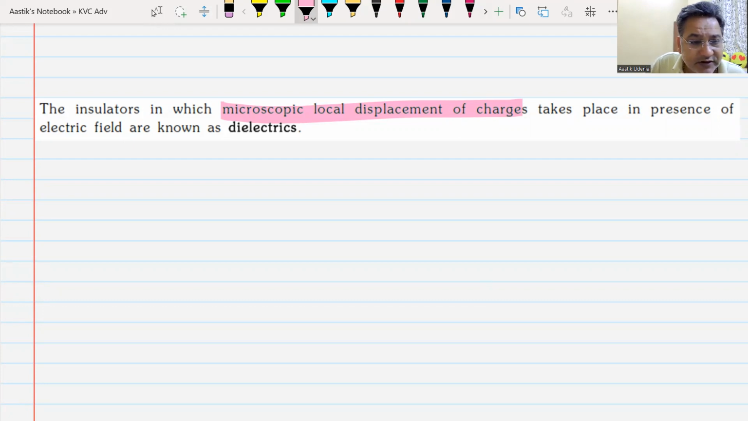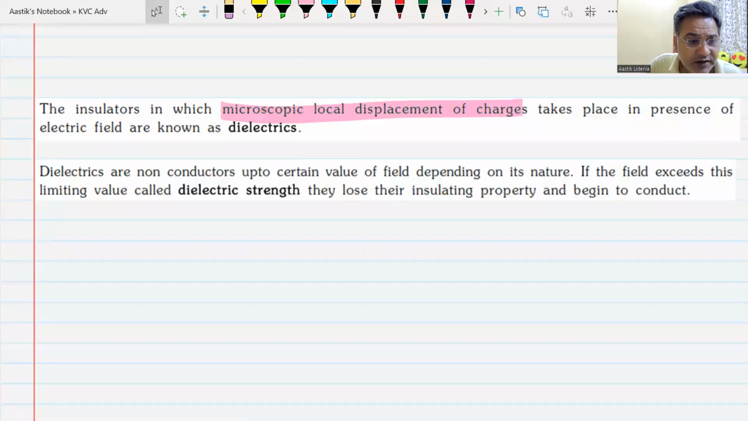Now, every dielectric has got a capacity or strength which is known as the dielectric strength. If you place this insulator in a very strong electric field, then they will lose their insulating properties and they will start behaving like conductors. That maximum value of field is known as dielectric strength.